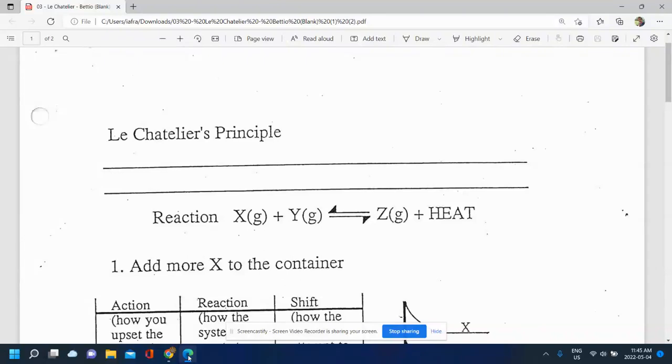In this video, we're going to learn about Le Chatelier's principle and equilibria. So what is the basic idea behind Le Chatelier's principle?